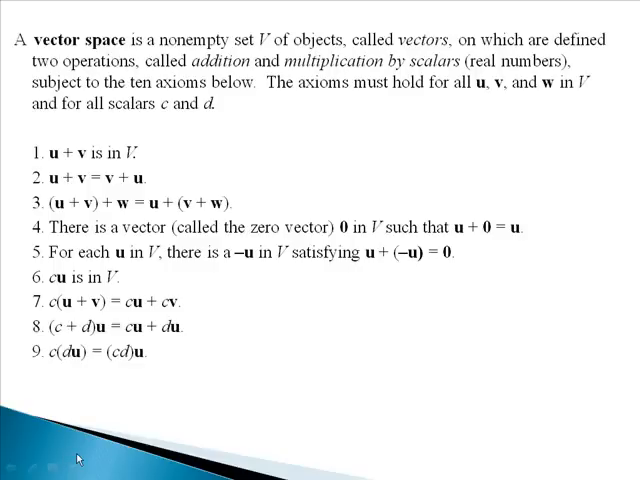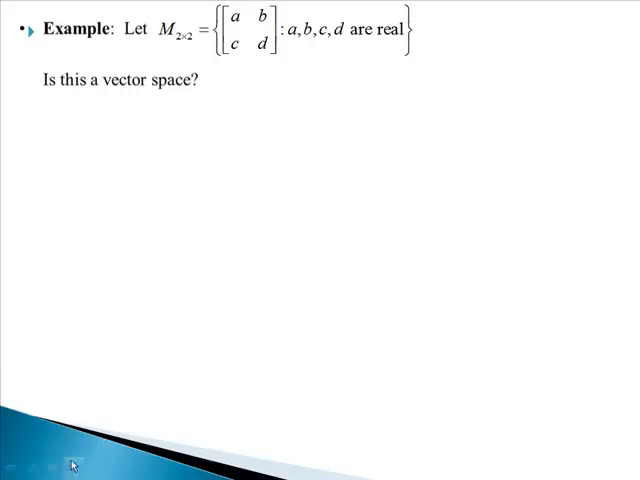I can change the grouping with the multiplication by scalars. And then lastly, I can multiply by a scalar 1 and still produce the same vector. So those 10 axioms have to hold in order for us to have a vector space.